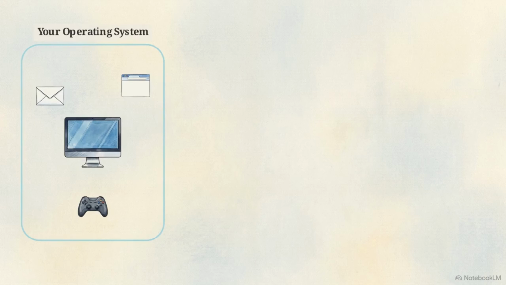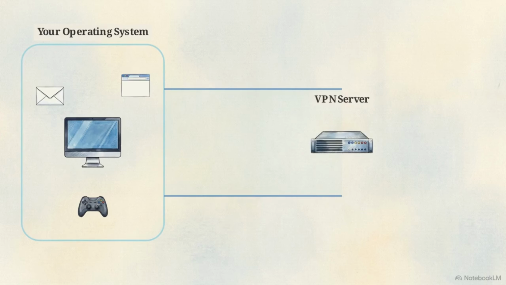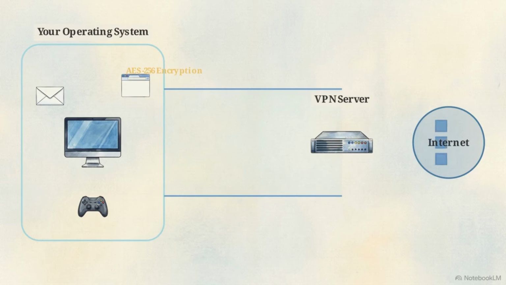A VPN is a system-level security tool. Instead of targeting one single application, it captures your entire operating system inside a secure tunnel. The core function of this tunnel is encryption. Before a single packet of data leaves your physical device, the VPN software scrambles it into unreadable code. Your emails, web searches, and game data all become ciphertext. That scrambled data travels through the secure tunnel to a remote VPN server. Only there is it decrypted back into its original state before being forwarded to its final destination on the internet.